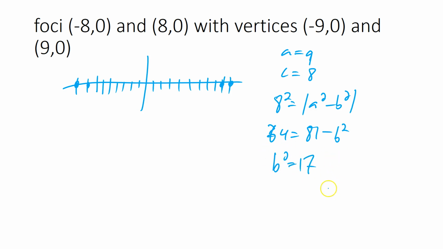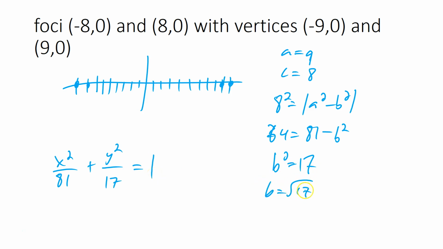Now we could take the square root to actually find that, but if we just want the equation, it's going to be x squared over a squared, which is 81. That's our a squared. And then plus y squared over b squared, which we know is 17, is equal to 1. Let's actually figure out b, though. So b will be the square root of 17.